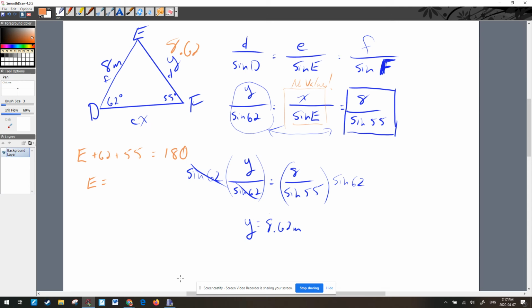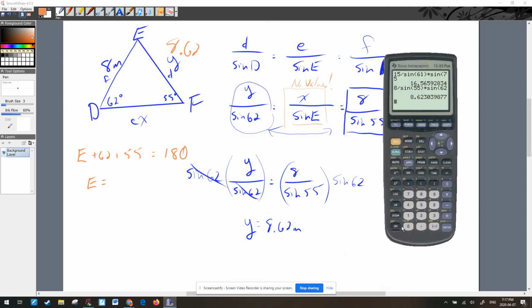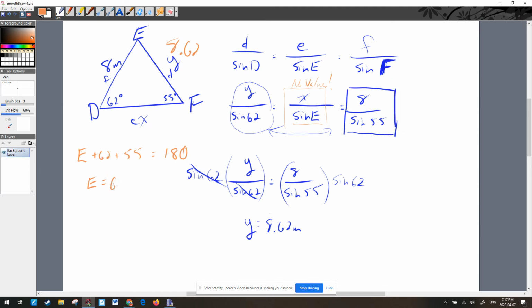I'm going to grab my calculator. I should do this without a calculator. We're going to do the calculator anyways. So 180 minus 62 minus 55, and we're going to get 63 degrees. So E is in fact 63 degrees. So I can go back here and I can say, excellent, this is actually the sine of 63 degrees.